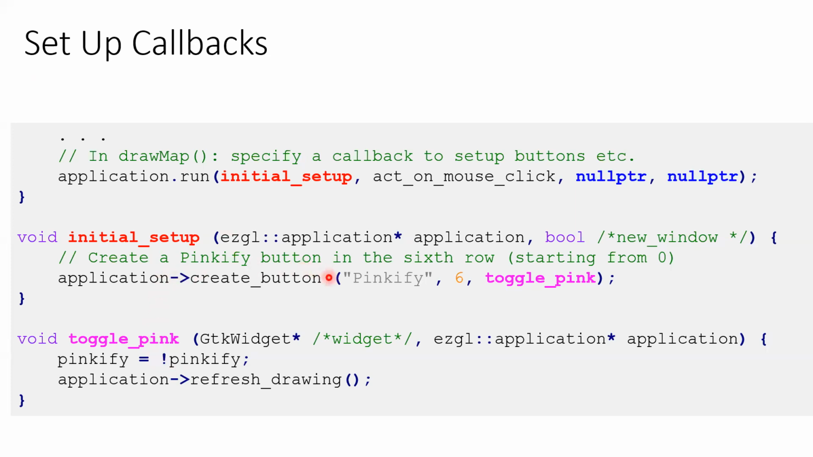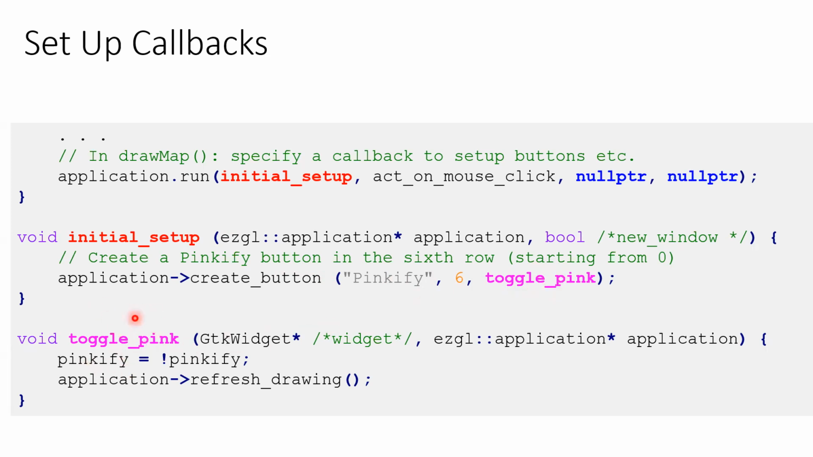We want to create a Pinkify button in the 6th row using application.createButton. We give it a name. This name is printed on top of the button. 6 means the 6th row. Toggle pink is the callback function we're registering when we click on the button.